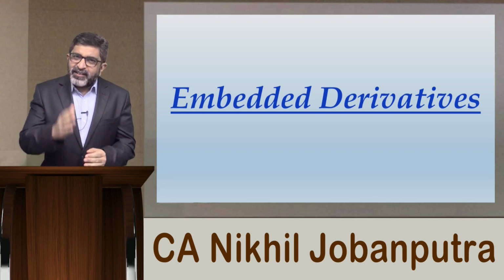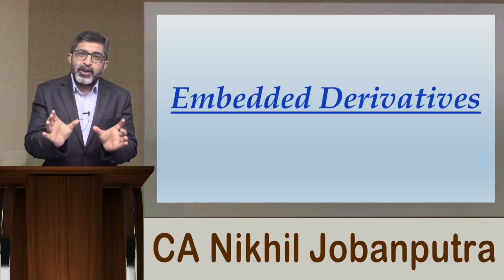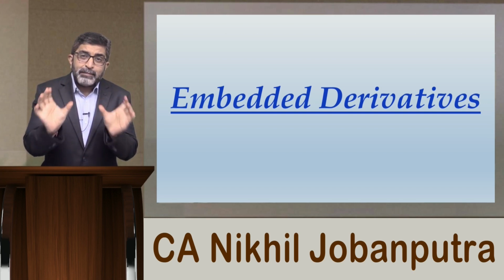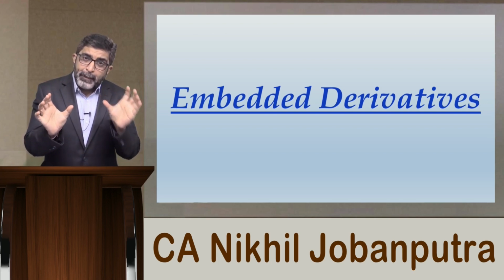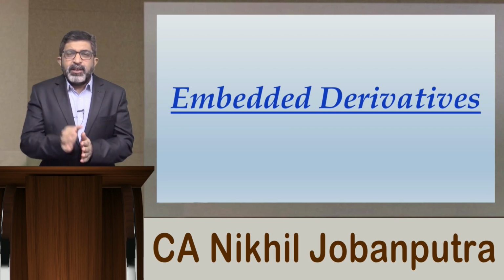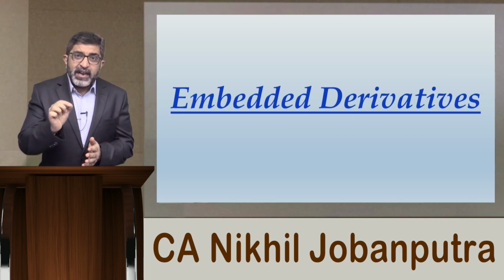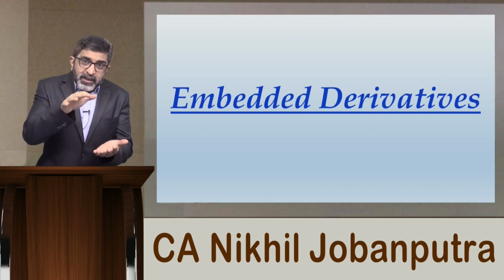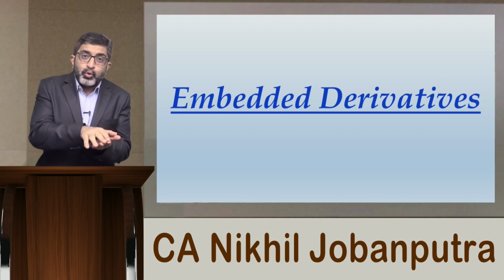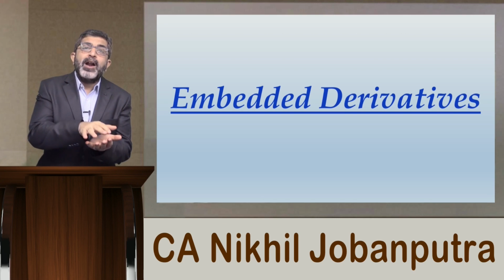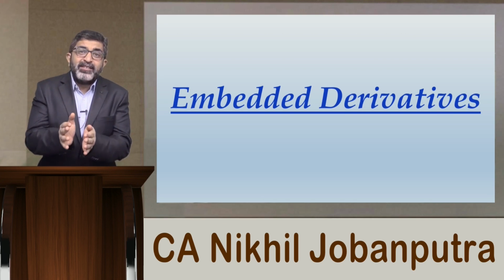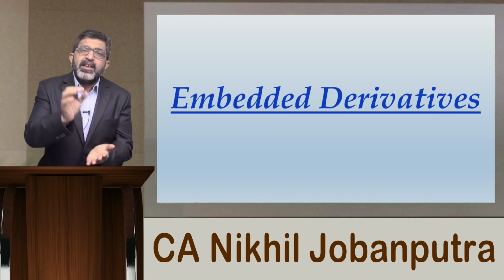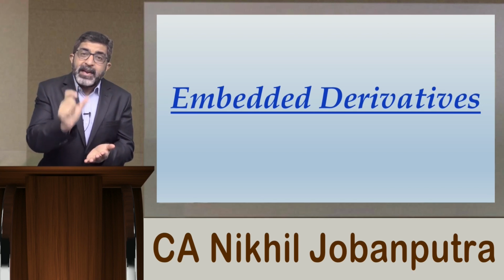Embedded derivative. Let us break down this term into two independent words, that is embedded and derivative. The term embedded indicates something that is attached to or is a part of. So something that is a part of something, or attached to something, we use the term embedded.